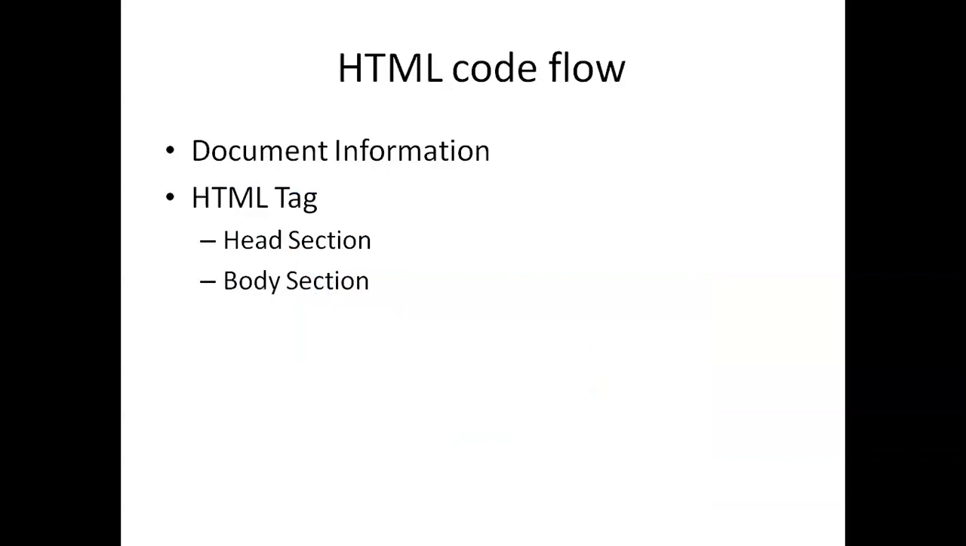What is the flow of HTML code? First tag is the doctype. That is the document information. You have to tell the web browser that this is an HTML document. So we use a tag for that. Next is the HTML tag, that is the parent tag, within which we have the head tag and the body tag for the respective sections. We will see this practically in a while.